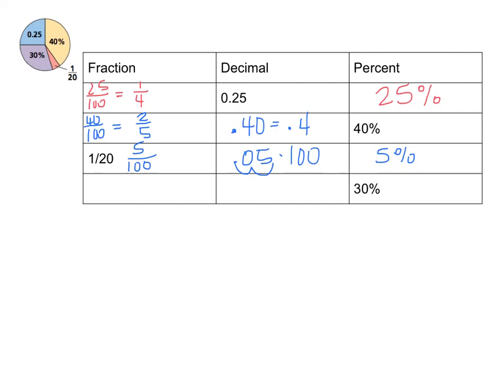See if you can do the last box on your own. So since this is 30%, this would be the same thing as 0.3 or 0.30. And then your fraction would be 30 over 100, which you could reduce to 3 over 10.